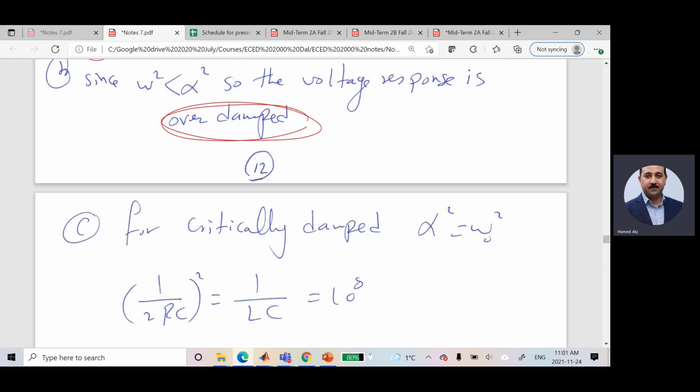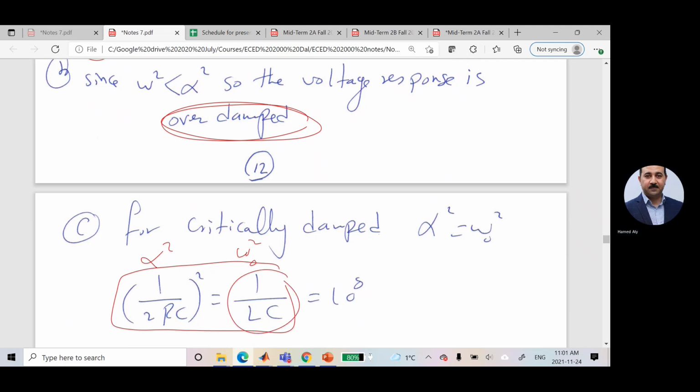What do you need? R. Do I have L and C? Yes. Should I change the value for L and C? No. Based on what you said, no, because he didn't say anything about L and C. So I'll keep both of them. I will not change the value of L and C, but I will change R. So I will write that equation, which is alpha squared equals omega O squared. I will calculate omega O squared, which is equal to 10 to the power 8.